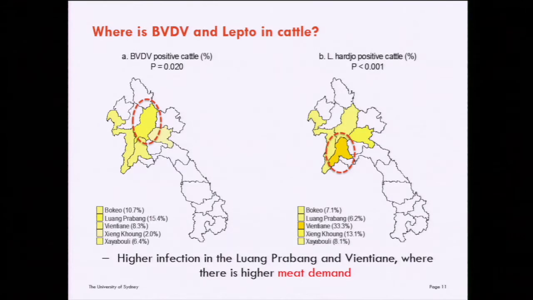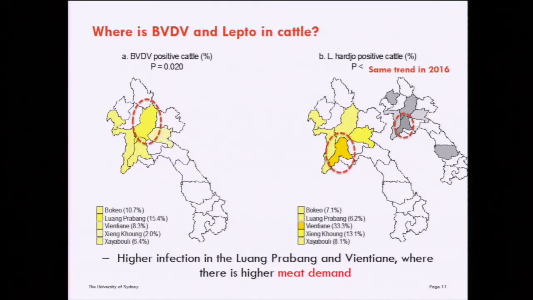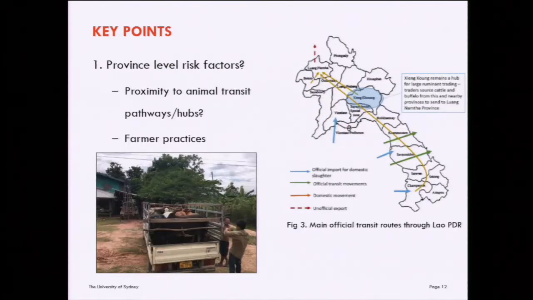And I just want to point out that for lepto in cattle, we've got 30% seroprevalence in Vientiane province compared to 7 to 13% in the remaining provinces. The same trend was observed in the 2016 pilot study. So the non-uniform seroprevalence across the provinces and significant differences suggest that there are provincial level risk factors. We suggest animal transit as a potential reason.